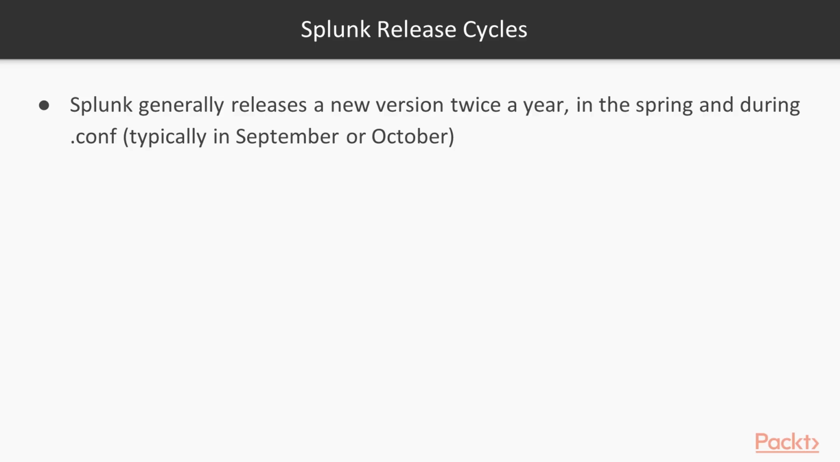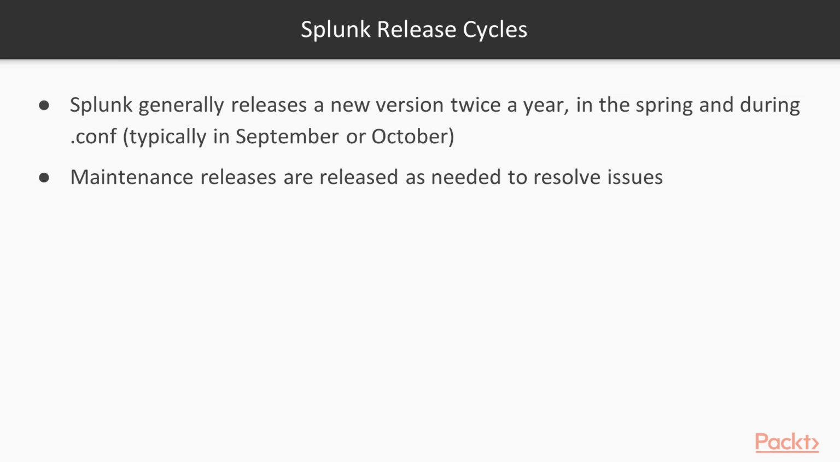So Splunk generally releases a new version twice a year, and historically this has been in the spring and during the Splunk conference, which is typically in September, October, based on historical dates. So you'll see 2 releases happen in a year. In addition, there'll be maintenance releases that are sent out to resolve issues, and there could be multiple ones of these that happen over the course of the year, depending on what's discovered and what new features are added.